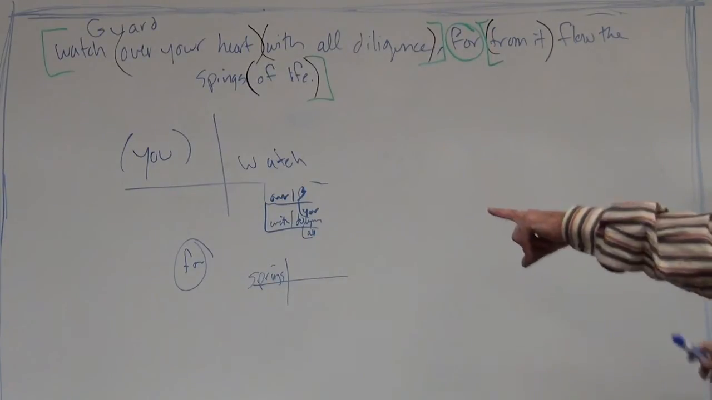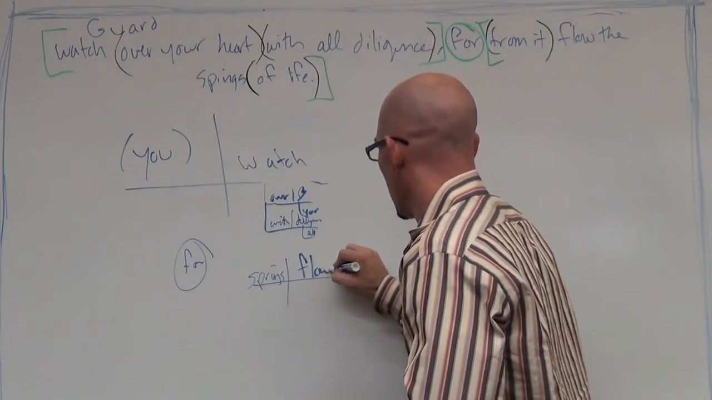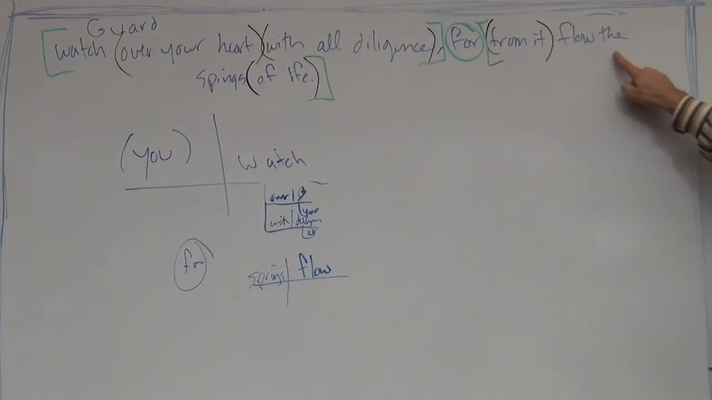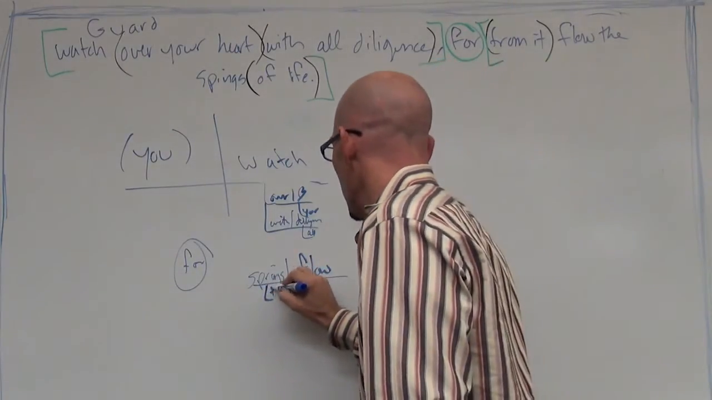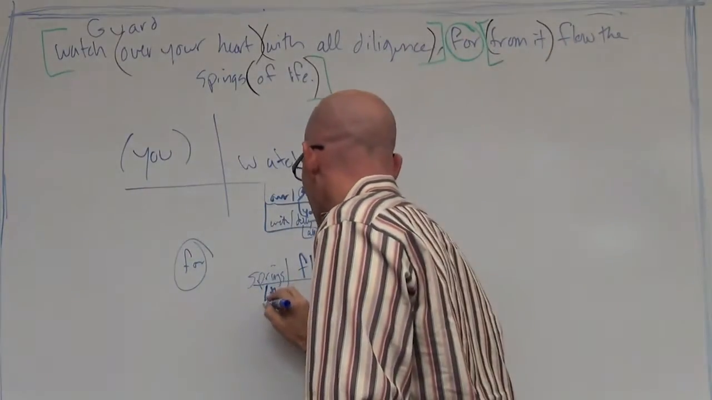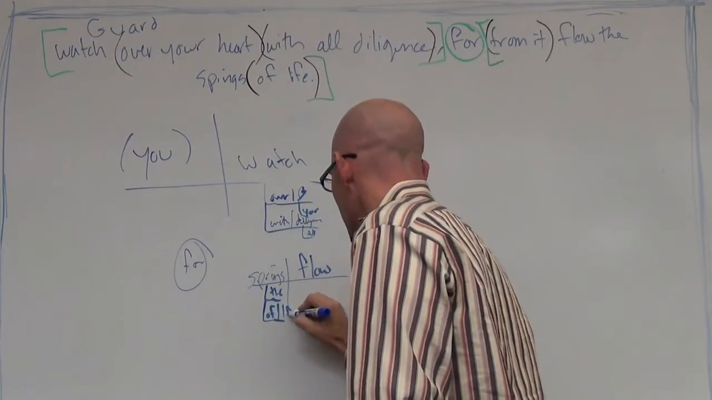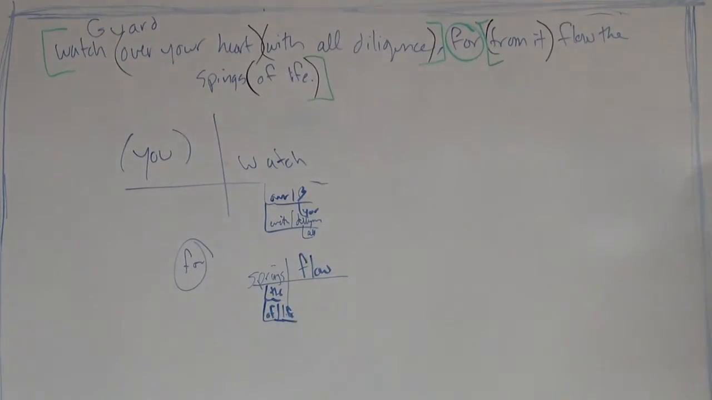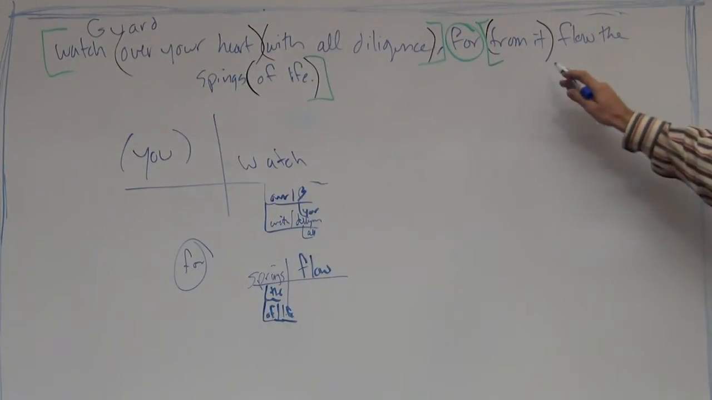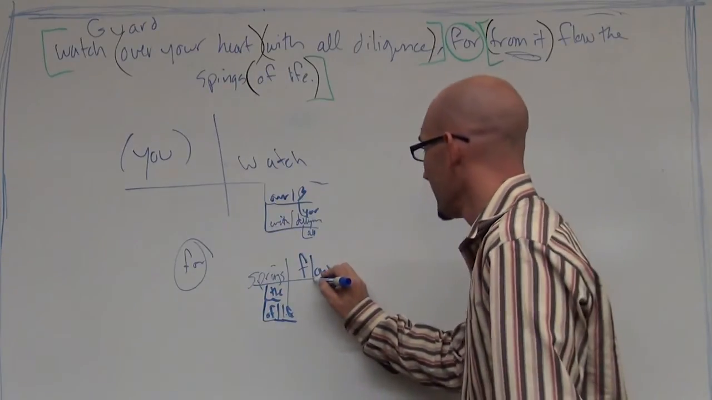Okay, so springs flow. Flow is our verb. Which springs? The springs, definite article, functioning as an adjective, and "of life," adjectival prepositional phrase, telling us what kind of springs. Life springs. "Of" is your preposition, "life" is the object of the preposition. The springs of life flow. Now, what is this prepositional phrase "from it"? It modifies flow. This is an adverbial prepositional phrase telling us where. From where? From it.